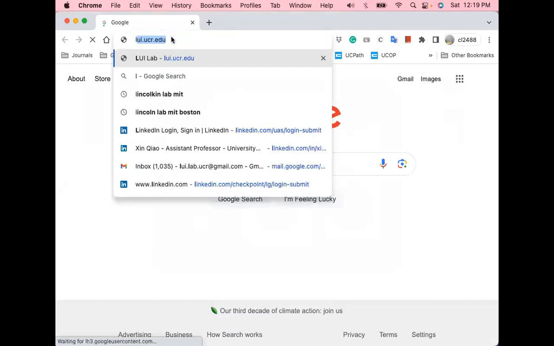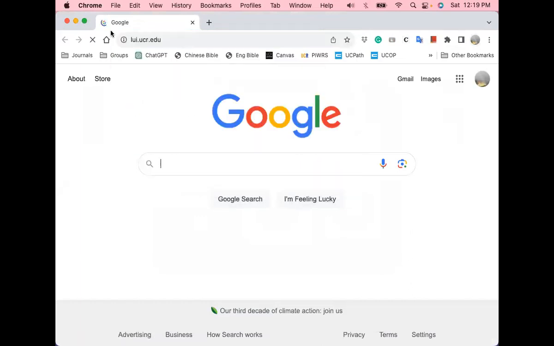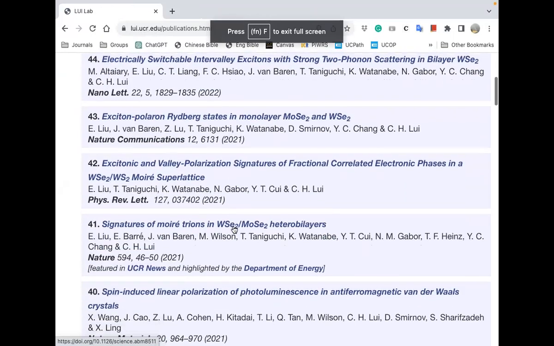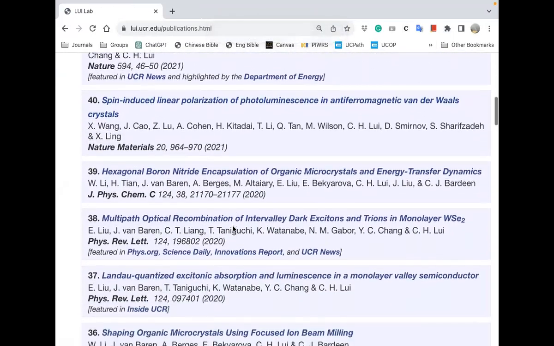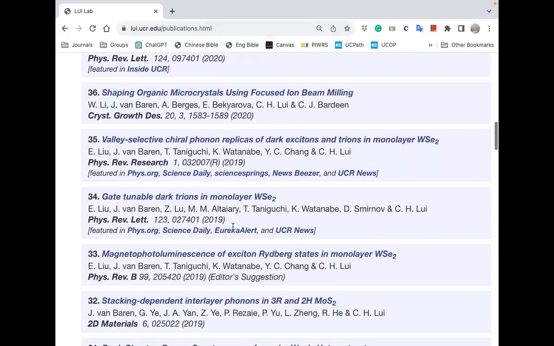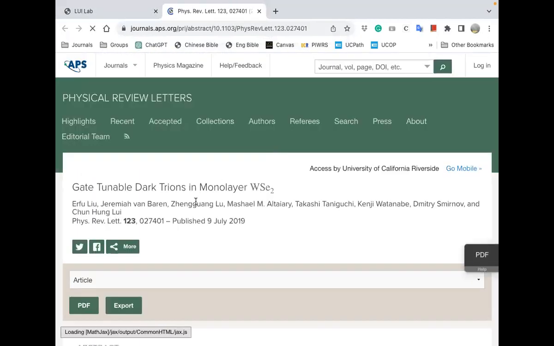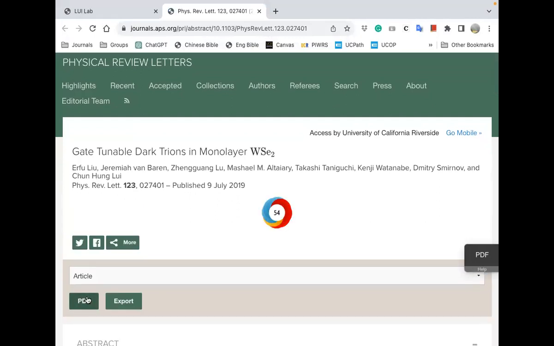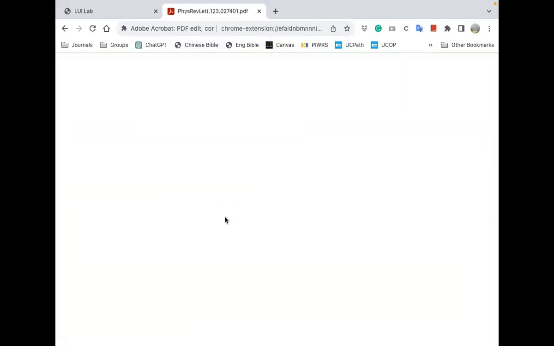Let me just quickly go to Erfu's paper. We can have a brief look at the data. This paper, okay. So this is our first PL paper. One of the main results in this paper is the measurement of the G factor for the dark exciton. We show that it is 8.